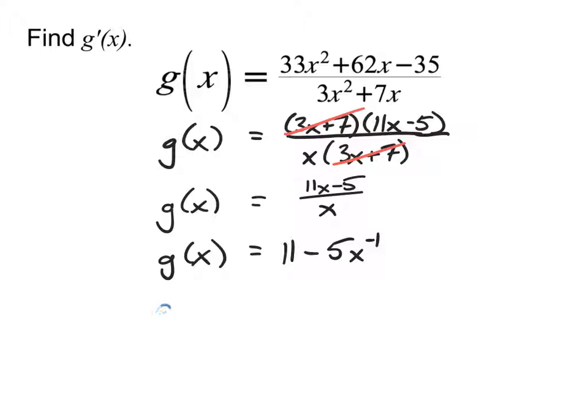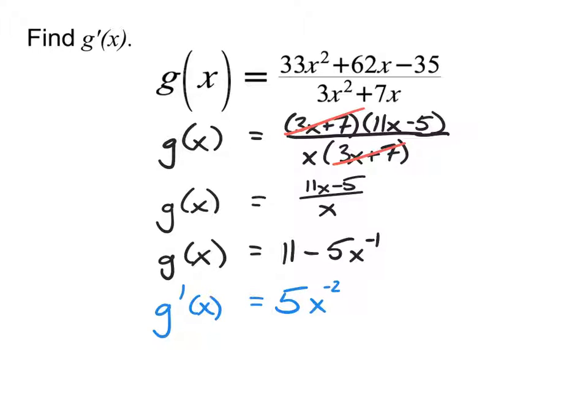Once I'm there, I can now go ahead and find g prime of x, which is what we're asked to do. And so to find that derivative, we first find the derivative of 11, which is 0. So that part's nice and easy. And then when I do the derivative of negative 5x to the negative 1, I start by multiplying negative 5 by the negative 1, which gives me a positive 5. And then I subtract 1 from my exponent to get negative 2.